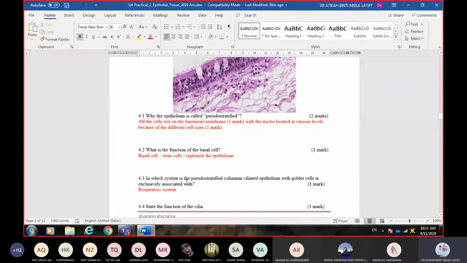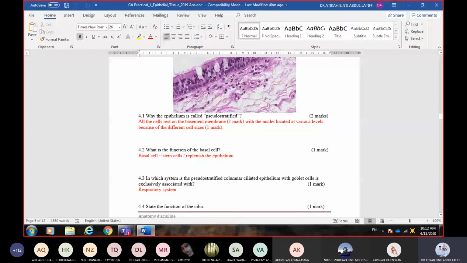So why is the epithelium called pseudostratified? Because one is that the nuclei are located at various levels, so it looks like it has many layers, but actually all the cells sit on the basement membrane. If it's stratified, not all cells are sitting on the basement membrane, so you have many layers that are not in contact with the basement membrane. However, here all the cells actually sit on the basement membrane, including the basal cells and also the columnar epithelial cells.